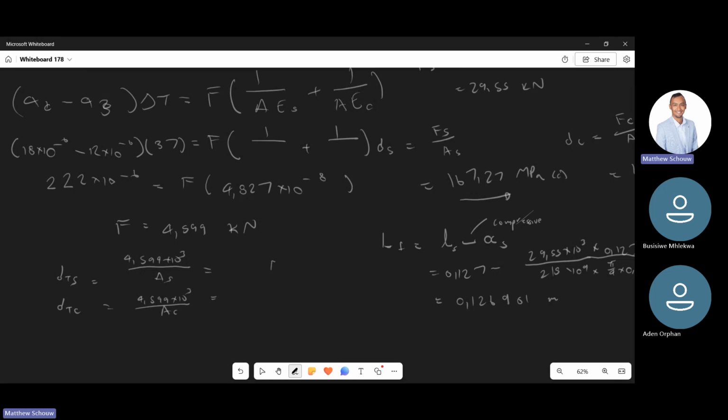It'll be something MPa, and then I'd like to know what are the natures of both. That is what I want to know, whether they're tensile or compressive.